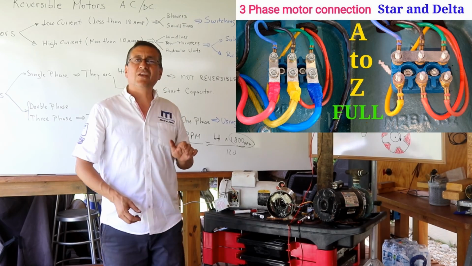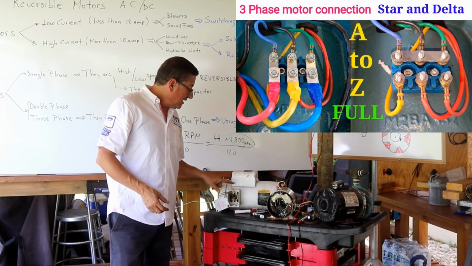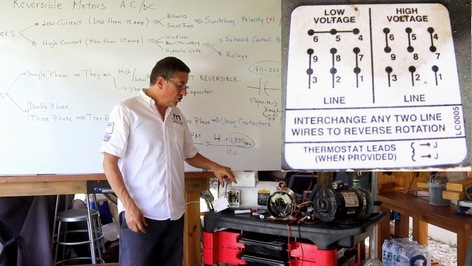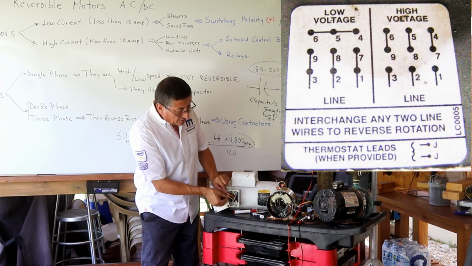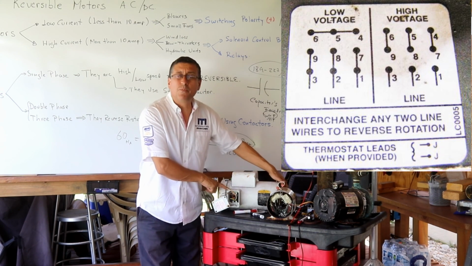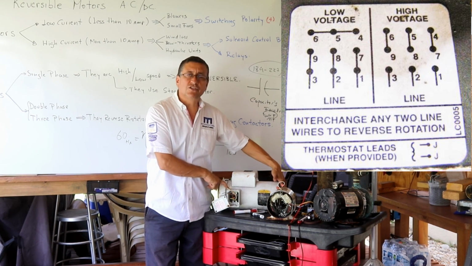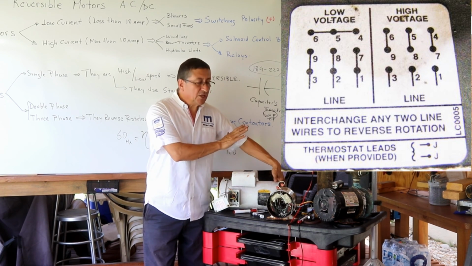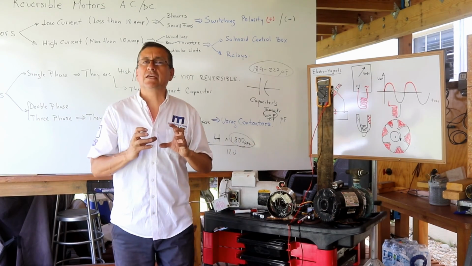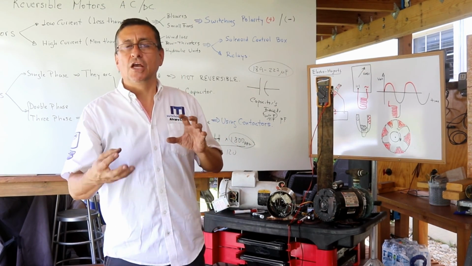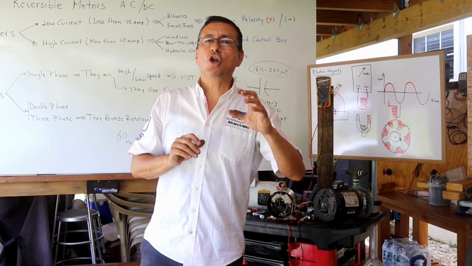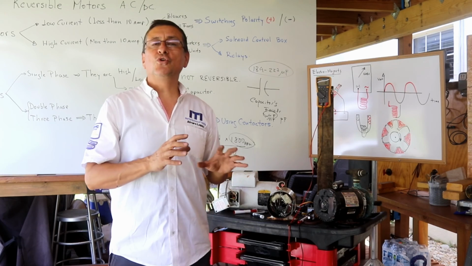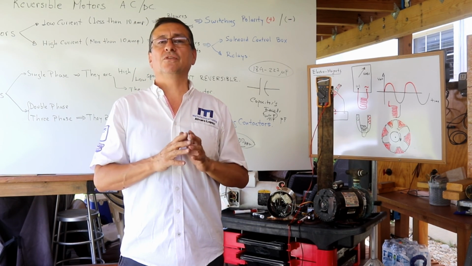The majority of 3-phase motors have a label on the control box. Depending on the connection, you can get high voltage, low voltage, high torque, low torque, high speed, low speed. The 3-phase motor can be configured for high speed, low speed, high torque or low torque, depending how you connect the phases and how you connect the neutral with respect to the phases.